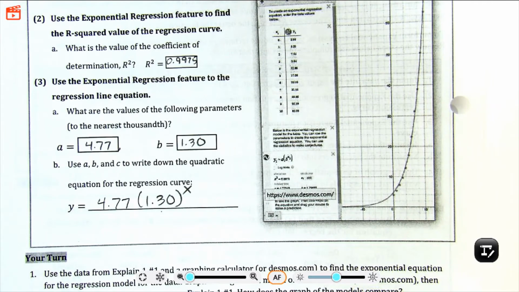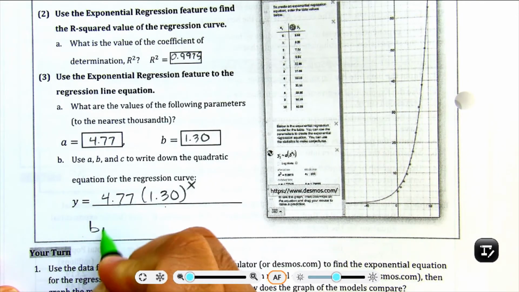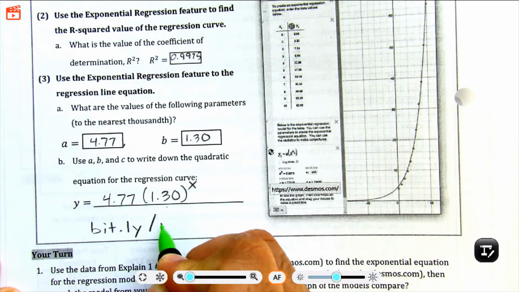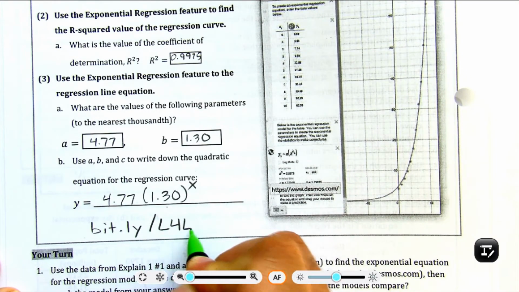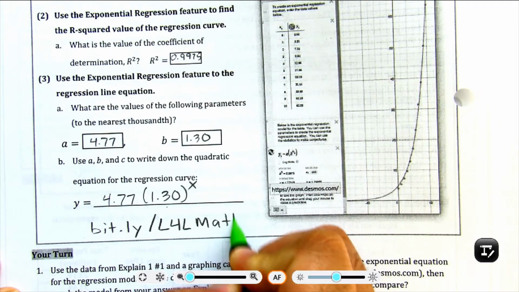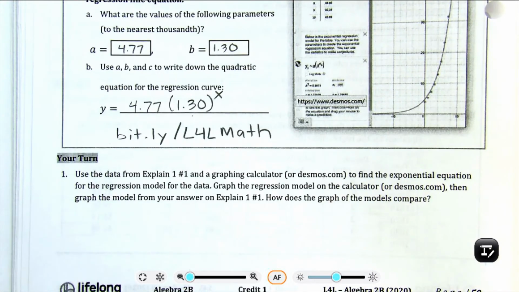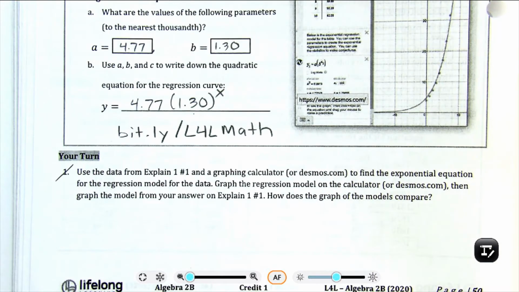So again, if we're given a table, we could use the regression tool. And then again, the website was bit.ly slash capital L, capital M math. Okay, and then we're going to actually not do this problem, so let's skip this problem. And then we're going to go into the next section.